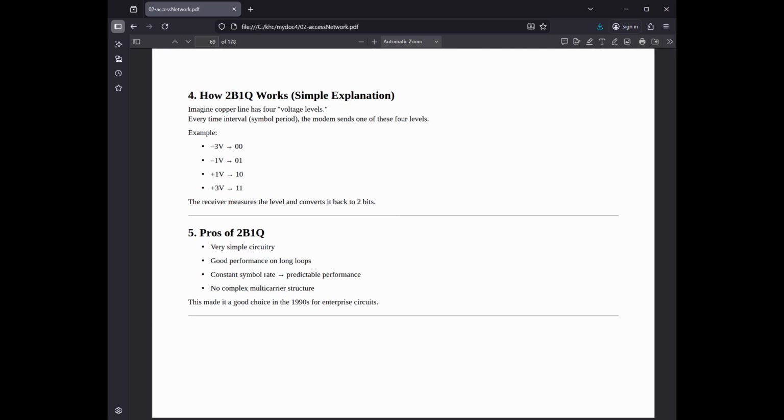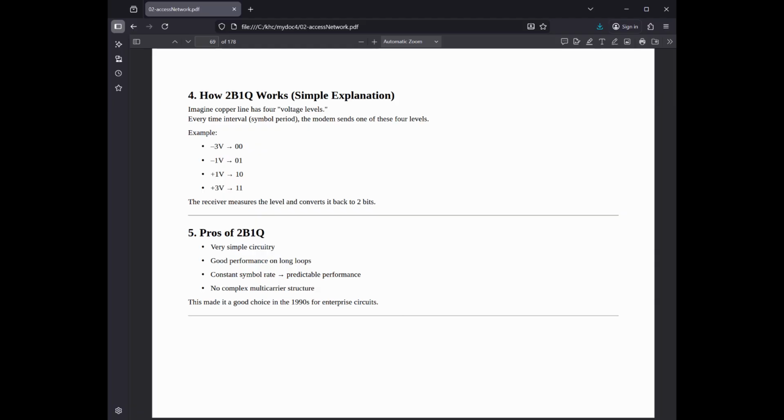Pros of 2B1Q: bandwidth efficiency, high throughput. By encoding 2 bits into a single quaternary, 4-level, symbol, it effectively halves the baud rate required for a given bit rate. For example, a 160 kbps stream only requires an 80 kHz symbol rate.